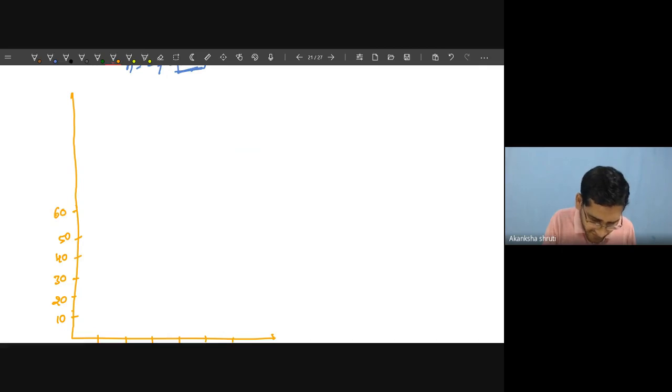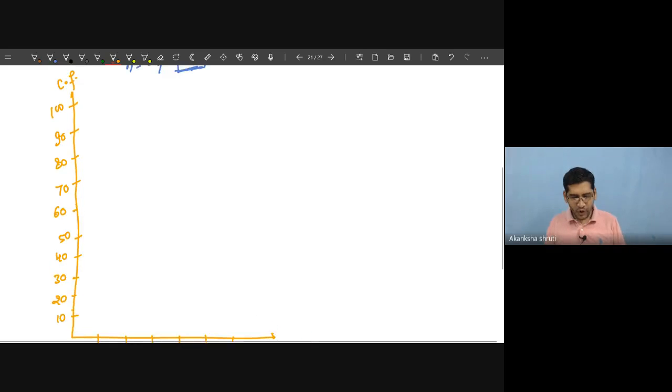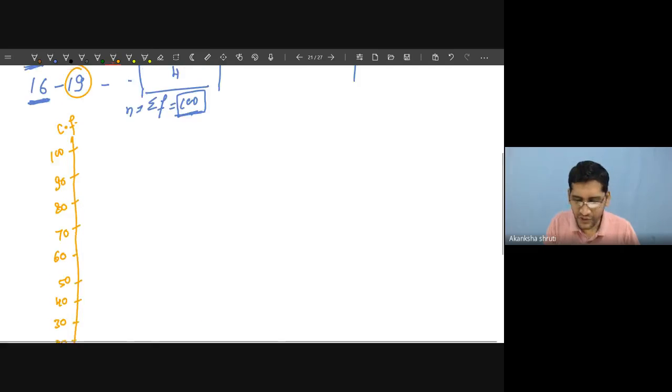60, 70, 80, 90, and up to 100. So this is for our cumulative frequency. Now we have to plot the points. What is this plot? The upper limit versus their cumulative frequency.